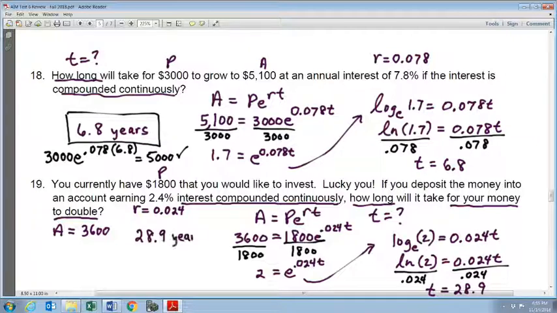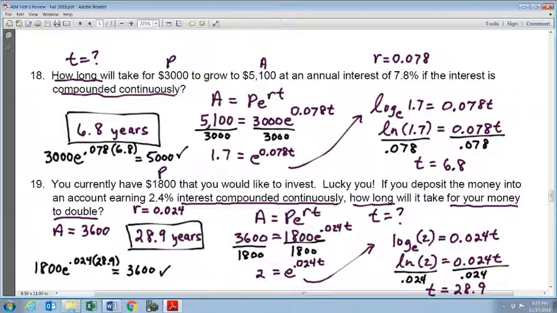Now remember, this is the number of years. So notice the interest rate there is 2.4%. It takes almost like 29 years for that money to double. That's just amazing. So interest rates being low really makes it more difficult to earn money over time. So here, if we check it, you will see that it does equal 3,600, and so that's a good answer.